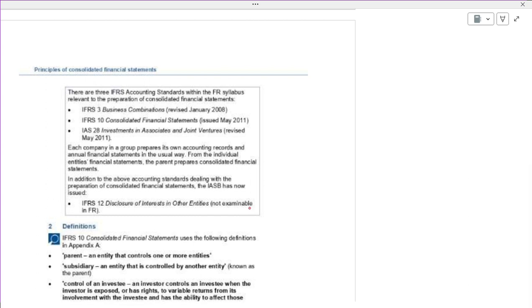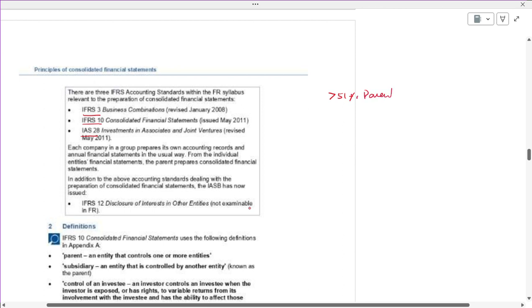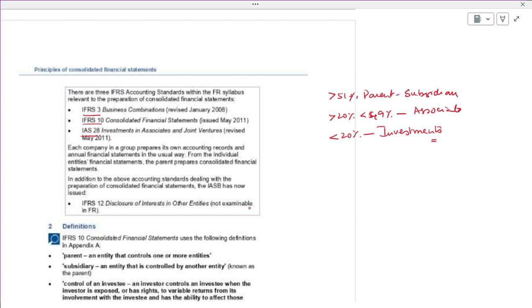There are 3 IFRS: IFRS 3 business combinations, IFRS 10 consolidated financial statements, and IAS 28 investments in associates. I just want to make a point that the rules are there. If it is more than 51%, you will have the relationship between parent and subsidiary. Greater than 20% but less than 49%, it is going to be called an associate. If it is less than 20%, it is called only an investment. Very simple concept.